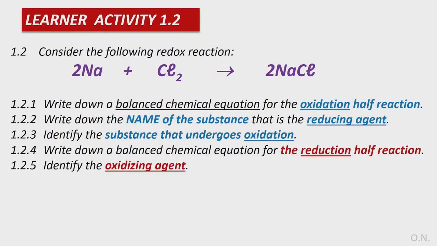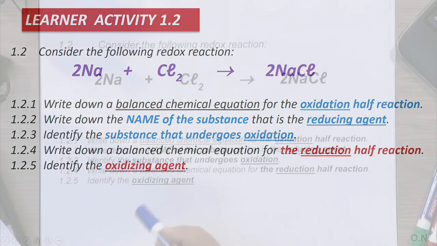There is activity number two. Activity number two says that you must consider the following redox reaction. In other words, we tell you that it is a redox reaction. Sodium plus chlorine gives us sodium chloride. Write down the balanced chemical equation for the oxidation half reaction. So I'm going to move fast now, but you need to stay with me. Can we look at our board again?